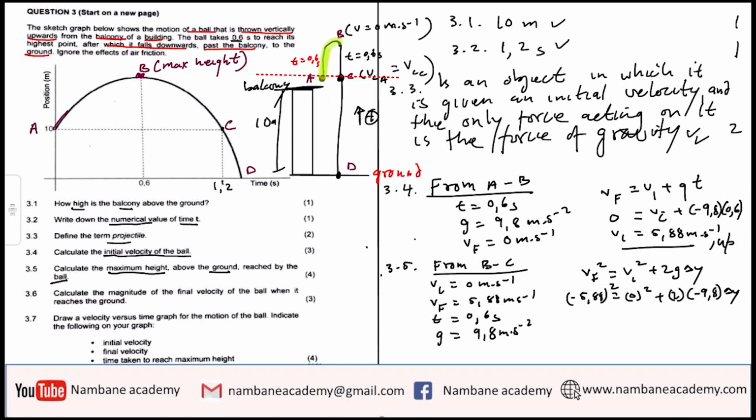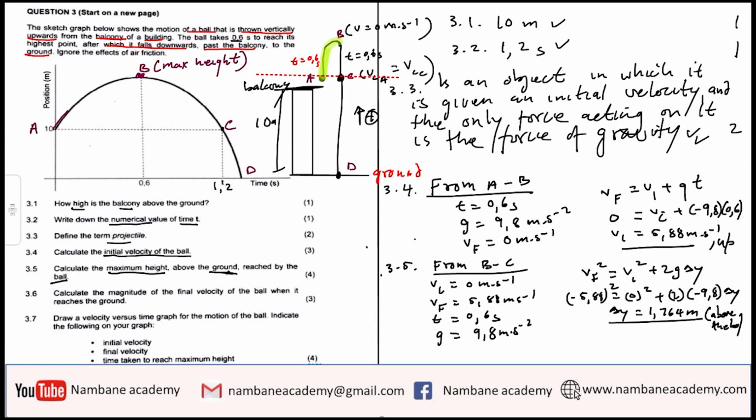When you perform the mathematics and everything, ladies and gentlemen, you finally get that delta Y is equal to something like 1.764 meters. But now this is the height of BC, ladies and gentlemen. That is now the height of BC. What did the question say? The maximum height above the ground. So this is actually just above the balcony, this one.